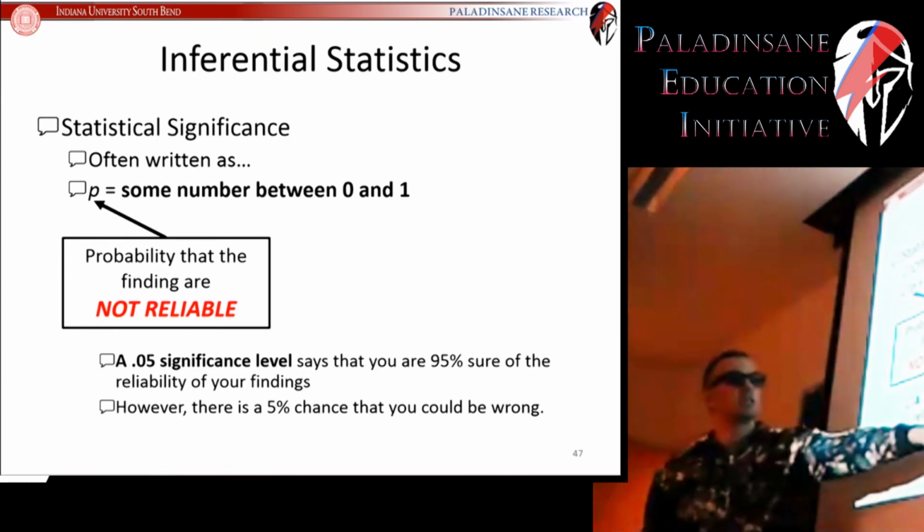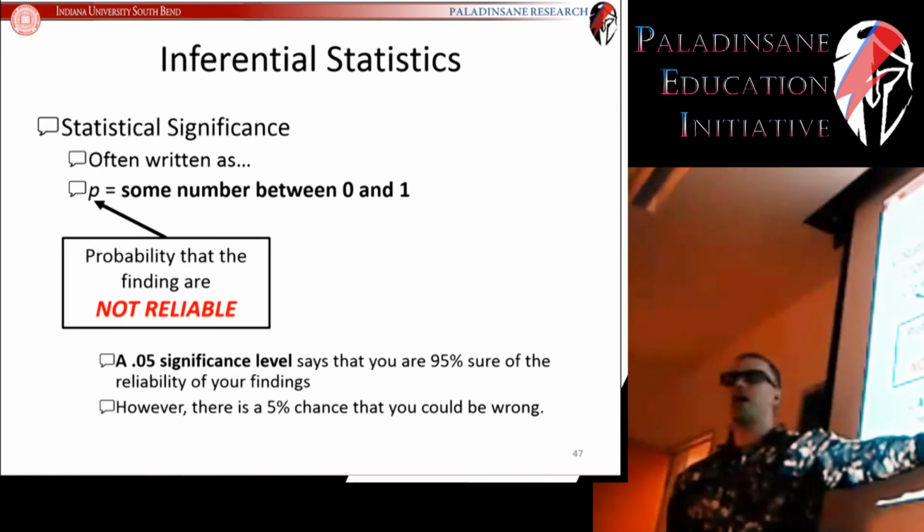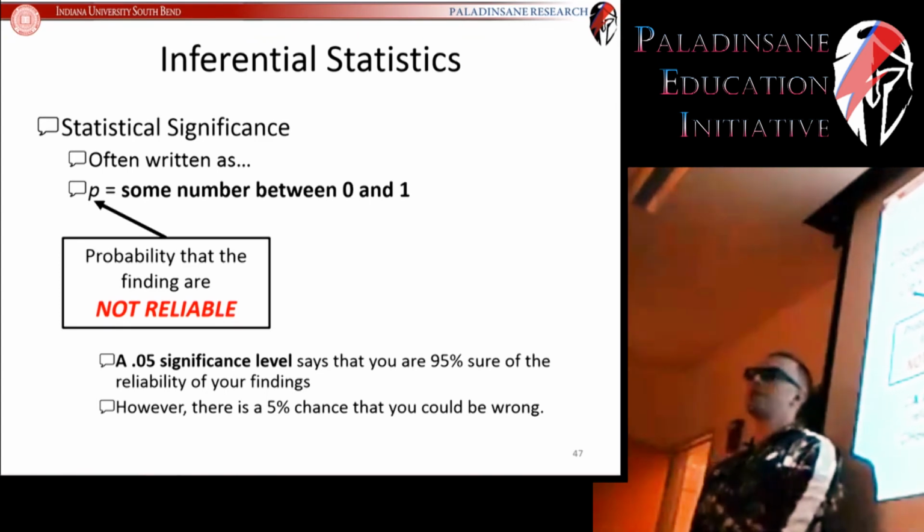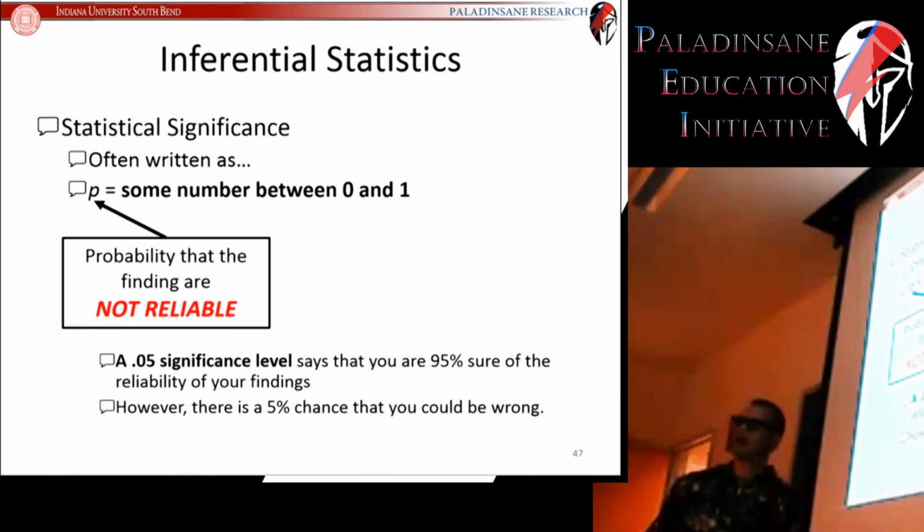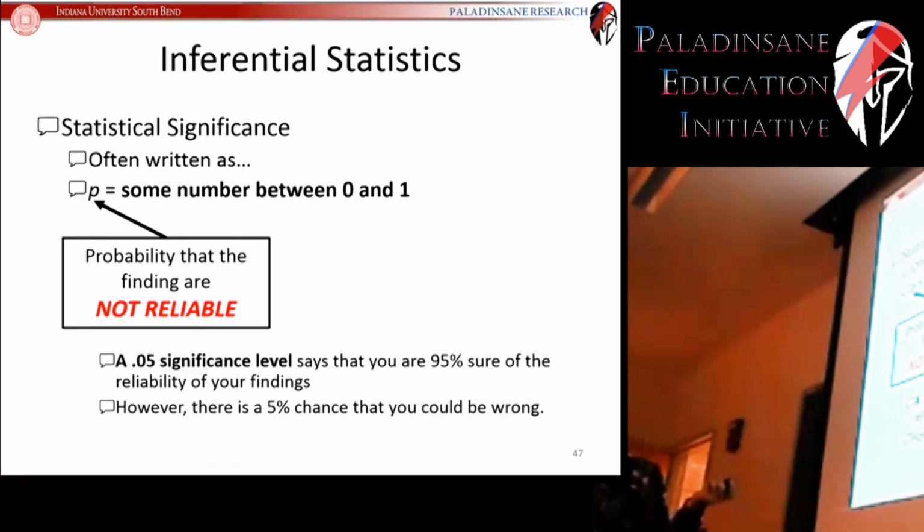That p-value just says, how likely is it that you're going to be wrong? And typically, we're only willing to be 5% wrong. Right? We're only willing to accept that 5% chance of being incorrect.